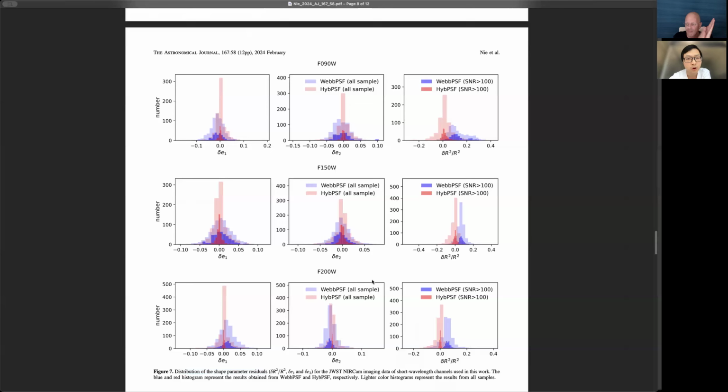Yes, and we can also see the distribution of the residues is like a Gaussian. So we can say that the model of HYBPS is unbiased, because the residue is shown like a Gaussian distribution.